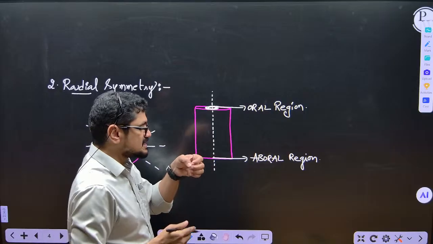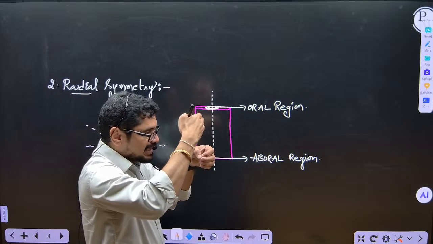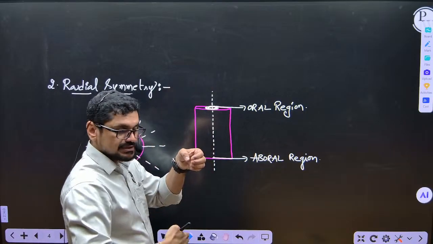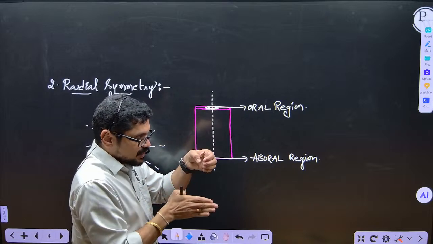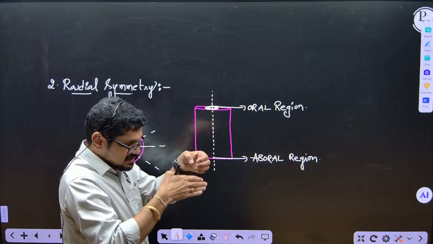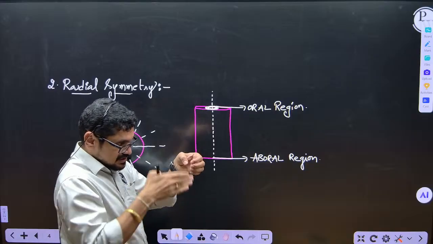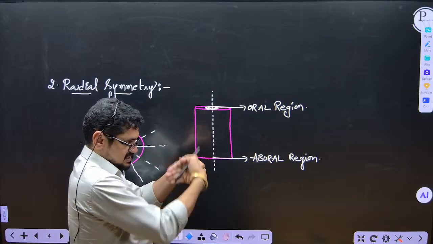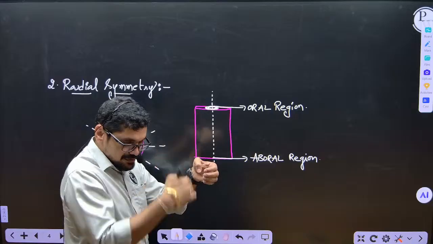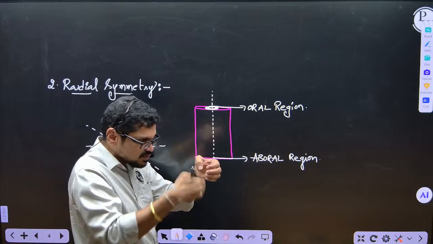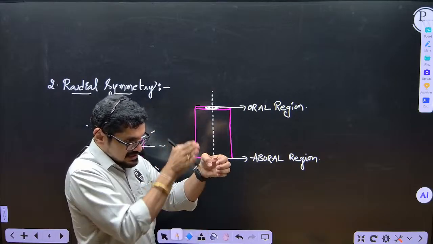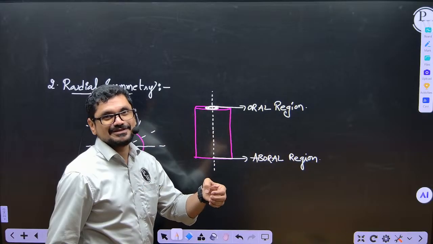Understand? Once again, see this. This is an animal. I am cutting the animal like this into two equal halves. I am able to cut the animal into two equal halves in this direction, or in this direction, or in this direction. In any direction, I can cut the animal into two equal halves, but the division should pass through the center. Understand?